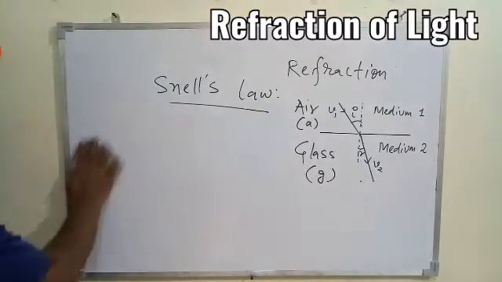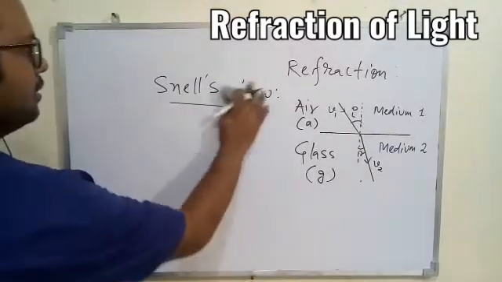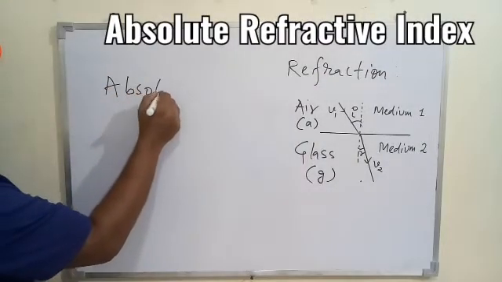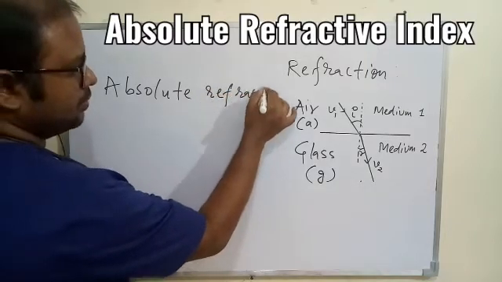Moving to the next, we have the next concept, called absolute refractive index. That is another concept we should remember.